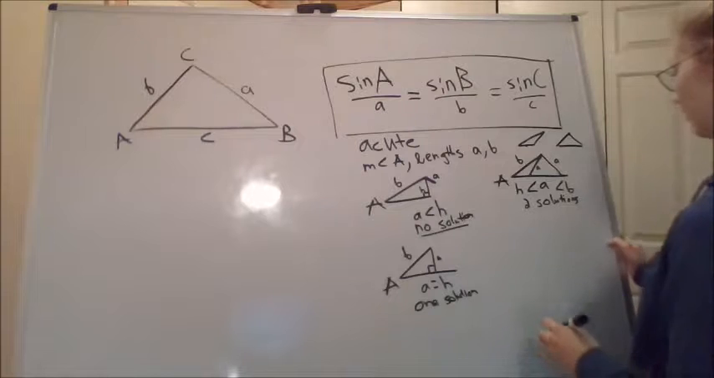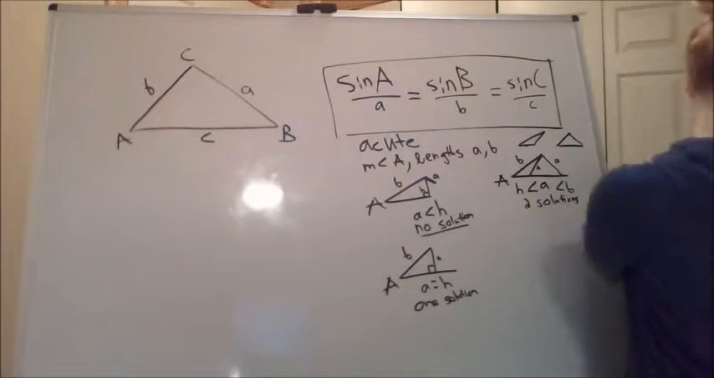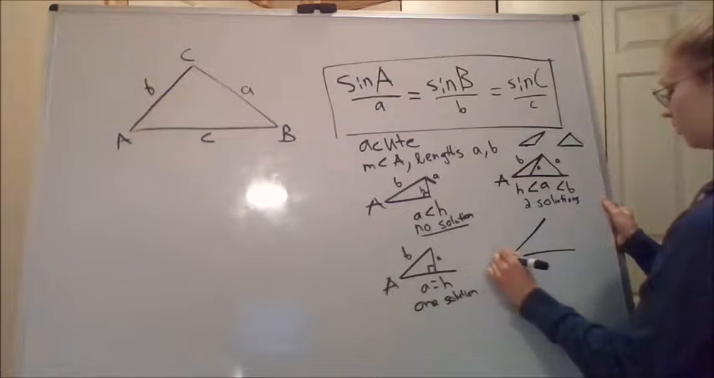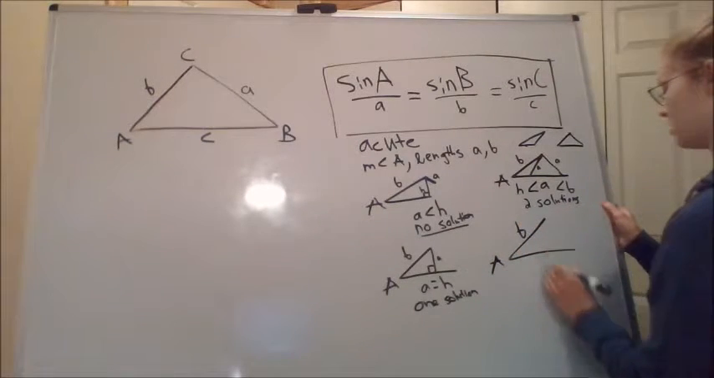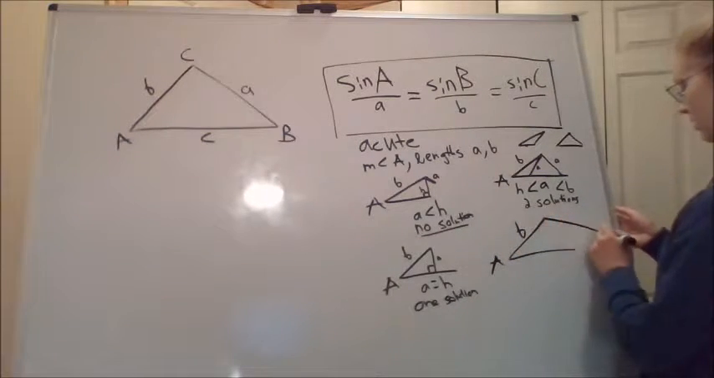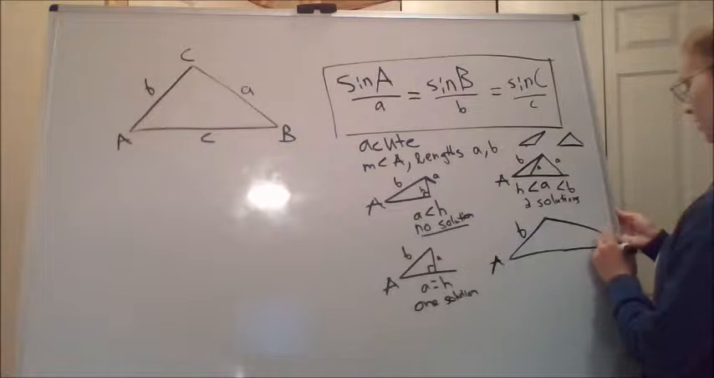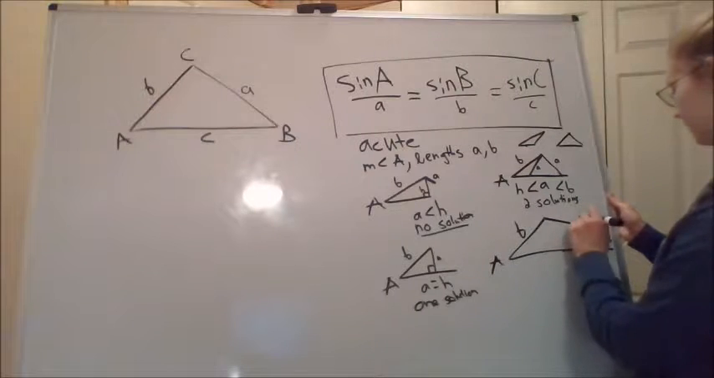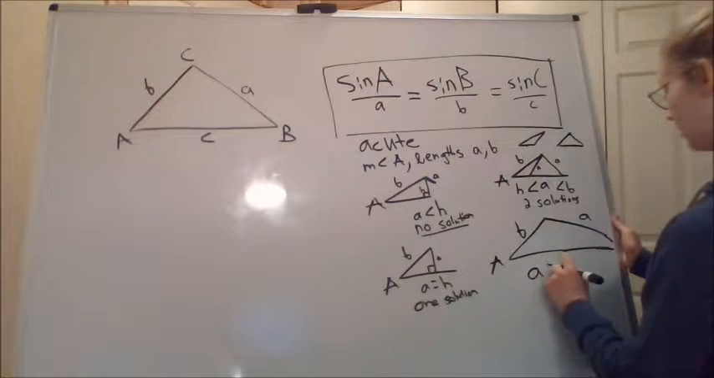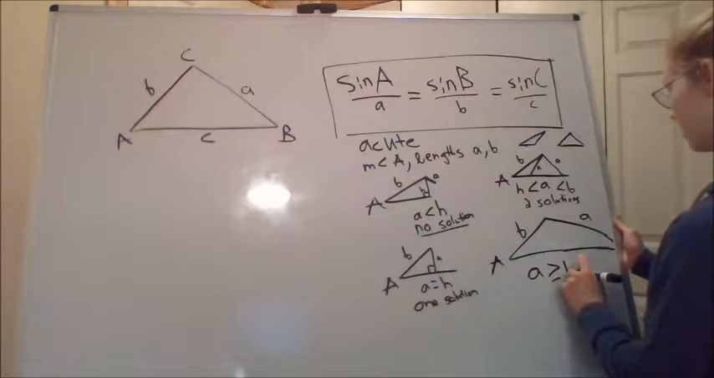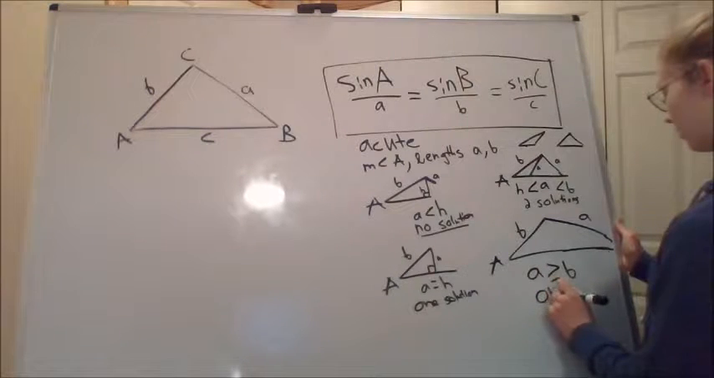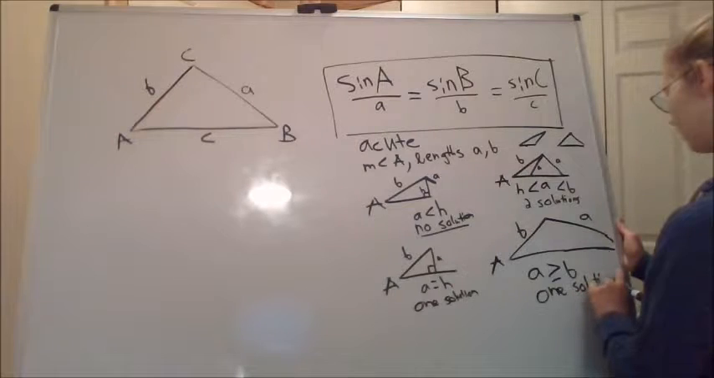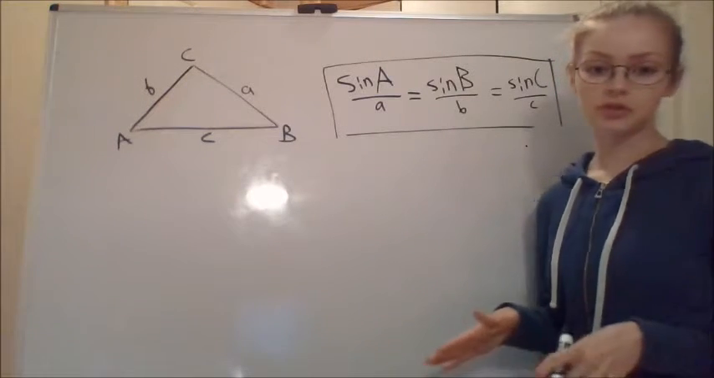And last but not least, if we have the triangle, angle A here, we have B, and then we have A, and A is really big, so big that it goes off the whiteboard. If A is greater than or equal to B, then we are going to have one solution again. Now let's talk about obtuse angles.